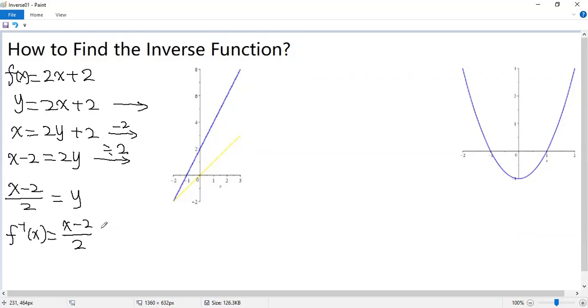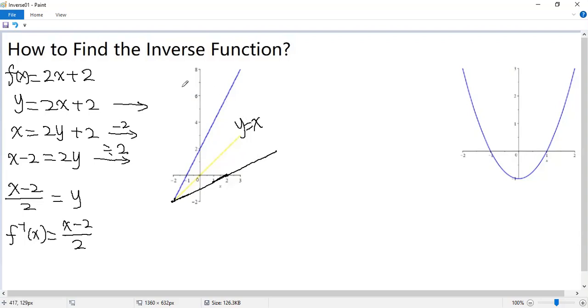We can graph it. So when x equals -2, y equals -2. When x equals 2, y equals 0. So we connect them. So you see the graph of the given function and the graph of the inverse function are symmetric about the yellow line, y equals x.